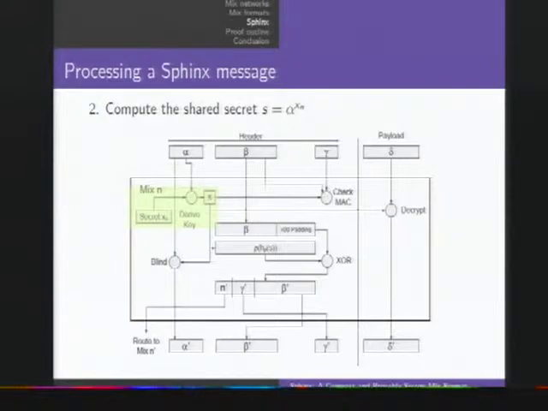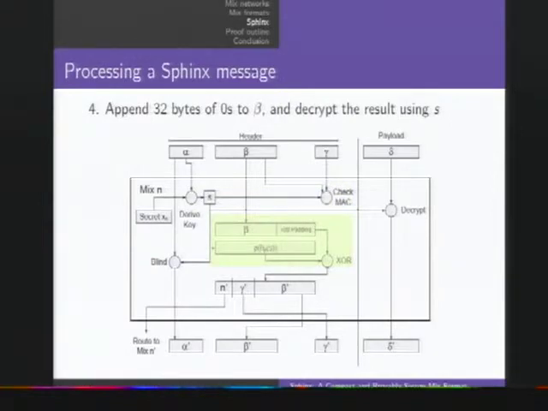So you, being the mix, have your own secret key x_n here, and you take alpha to the power of x_n to get your shared secret s. Your shared secret s is then used in this MAC. Remember, there's a cryptographic hash, and the cryptographic part is that it uses this secret s to check that this gamma is really a MAC of beta. And if it is, that means no one has messed with the header. We'll talk about how to handle the payload in just a bit. Assuming no one's messed with the header, you can then process it.